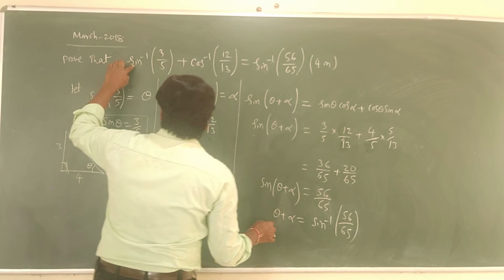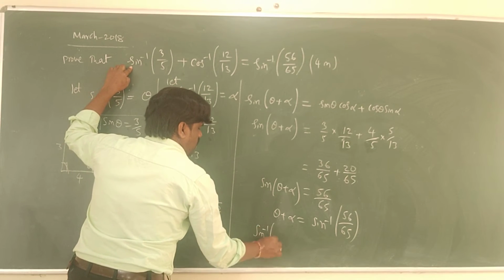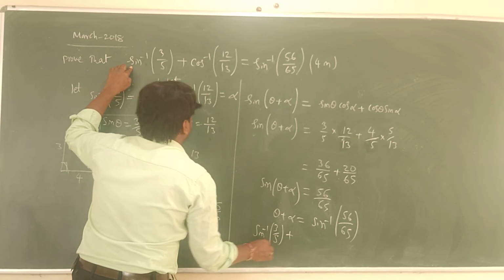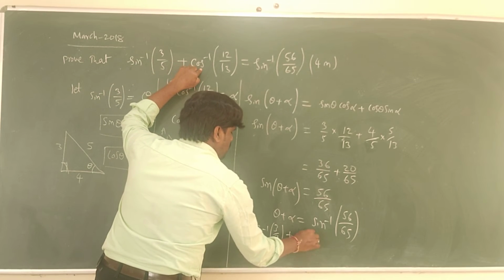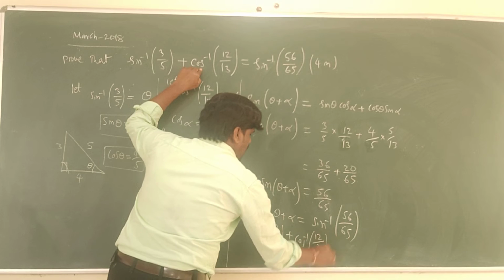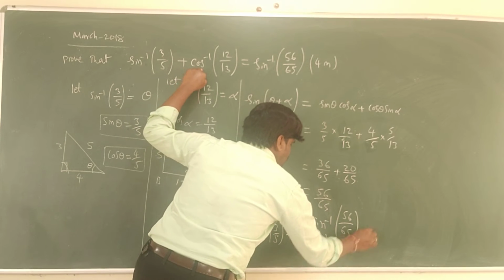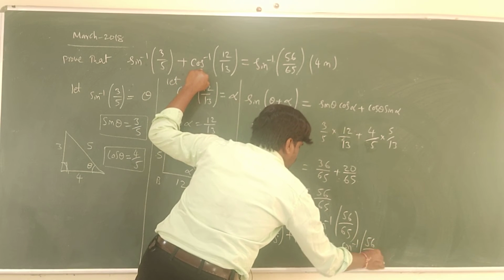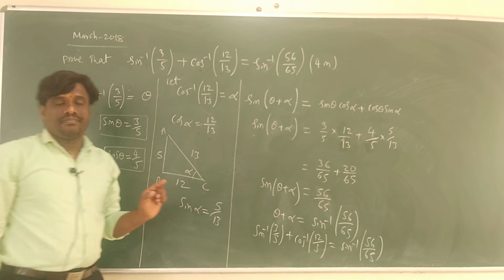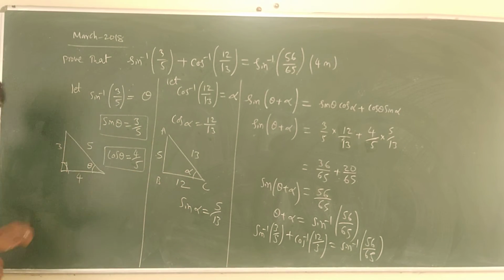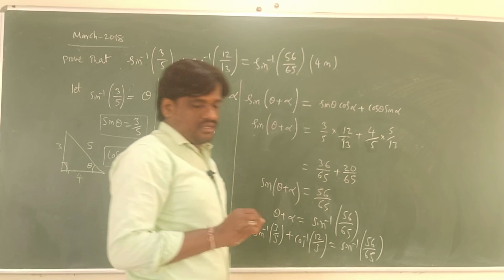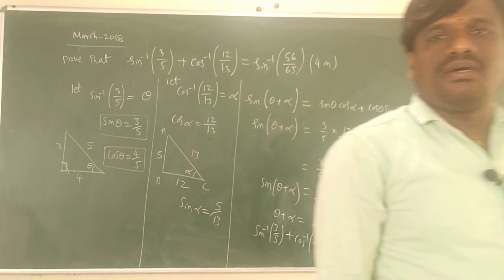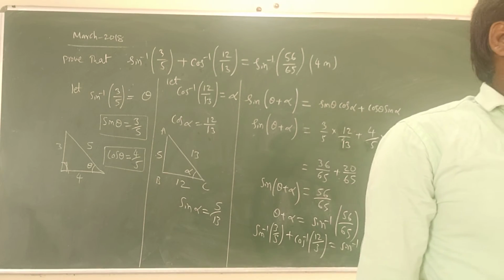Theta is sine inverse 3 by 5. Alpha is cos inverse 12 by 13, and that is equal to, as you proved, sine inverse 56 by 65. Once again I will explain, listen to me. This is the 4 marks question, board level, asked in 2018, HSC. I will explain how to do it again.